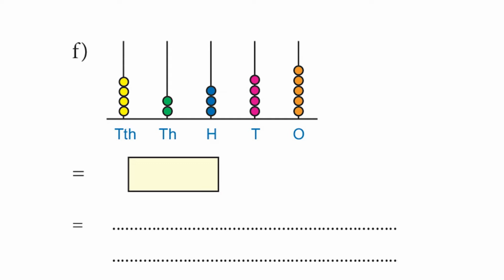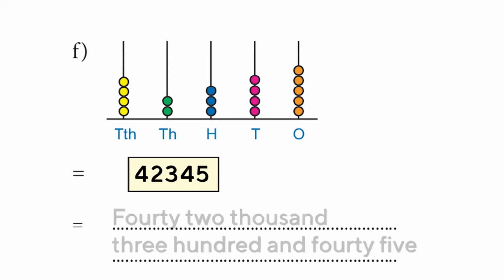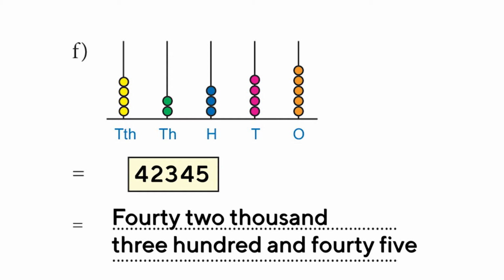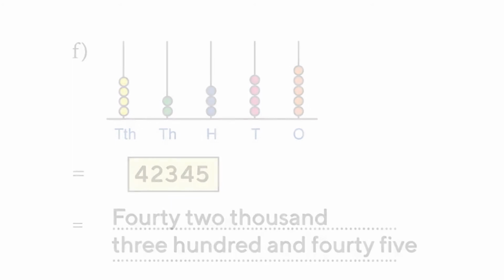Okay, now let us do this. This is 4, this is 2, this is 3, this is 4, this is 5. Okay, so this is a 5 digit number. How do we write 5 digit numbers? 42,345. Got it? Okay, so go ahead and finish the exercise on page number 59.